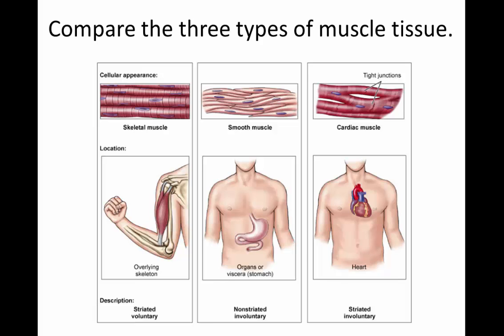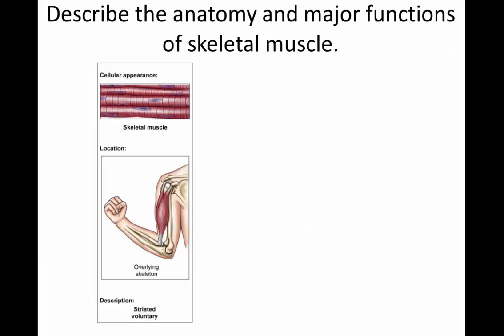In this course, at various points, we're going to look at smooth muscle and cardiac muscle. So smooth muscle when we get to things like the digestive system, and cardiac muscle when we get to the heart. But for now, we're going to focus on the anatomy and major functions of skeletal muscle.